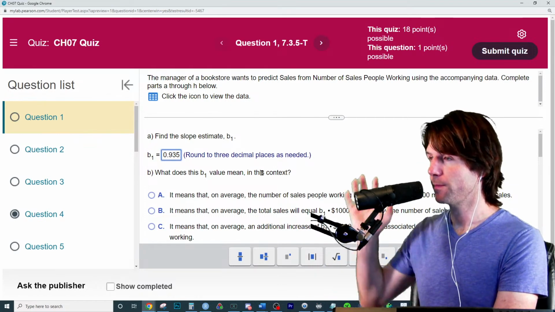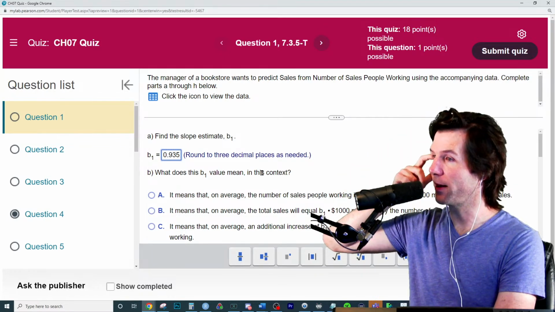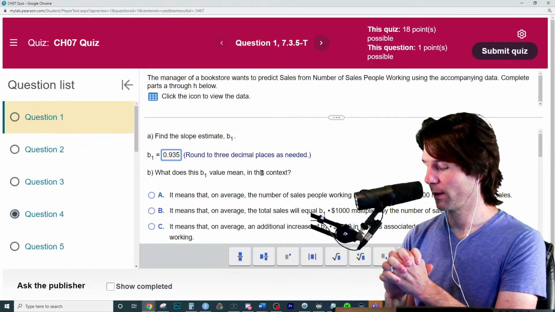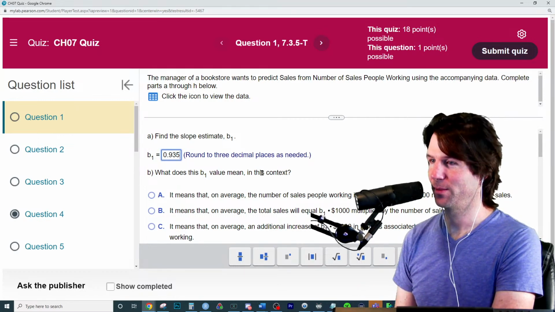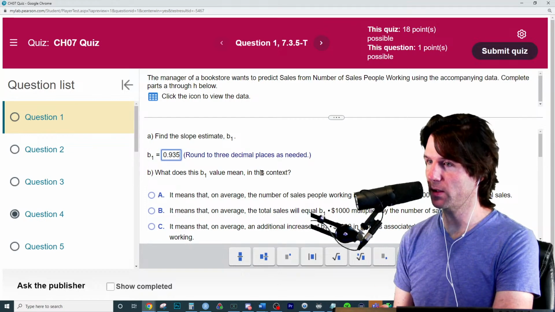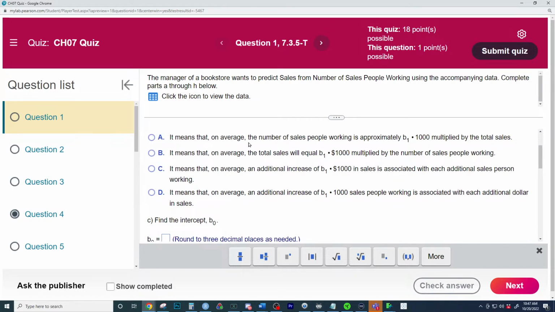Now be careful. I really like adding in the expecteds. So B1 means, for each additional, or on average, for each additional person we have working, we would expect sales to increase by 0.935 on average. And I think I have some units right here. It means on average, an additional increase of this in sales is associated with each additional person working.